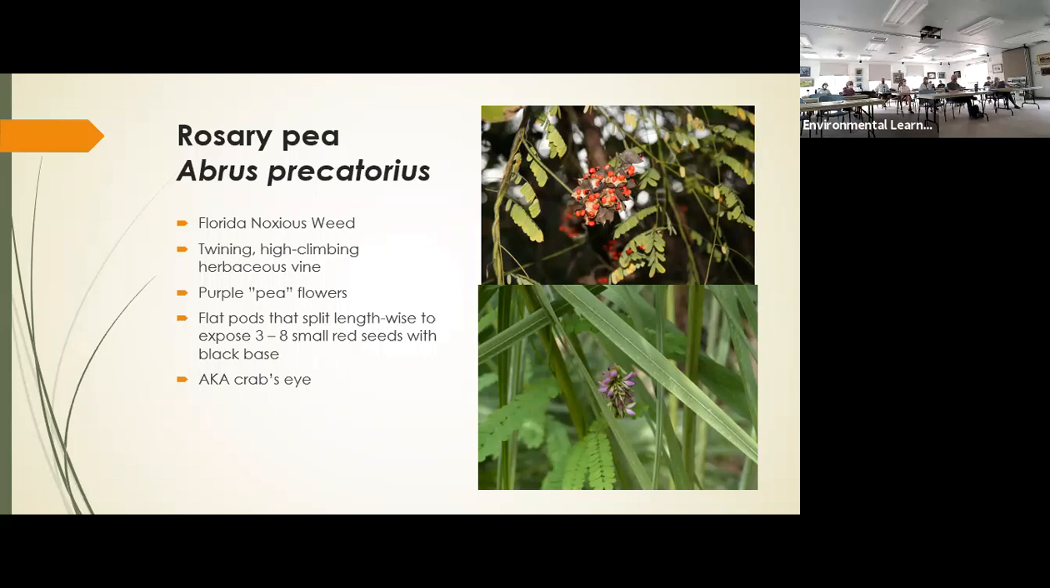Now, anybody who grew up here is going to say, we spit them out of our pea shooters all the time and swallowed a few. As long as you don't break that hard seed coat, you're fine.